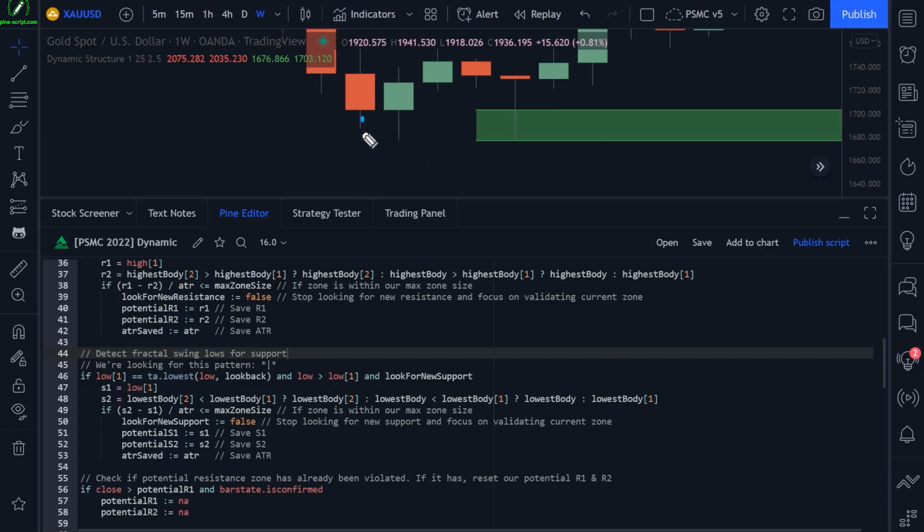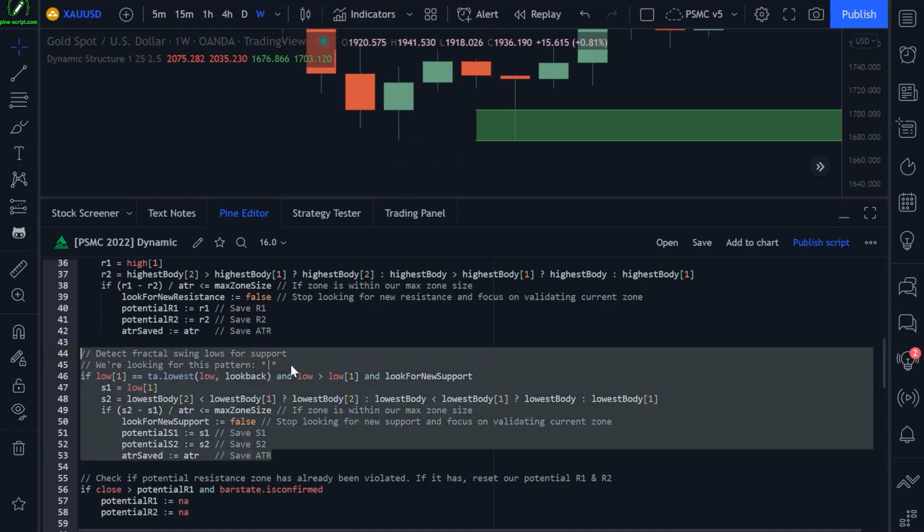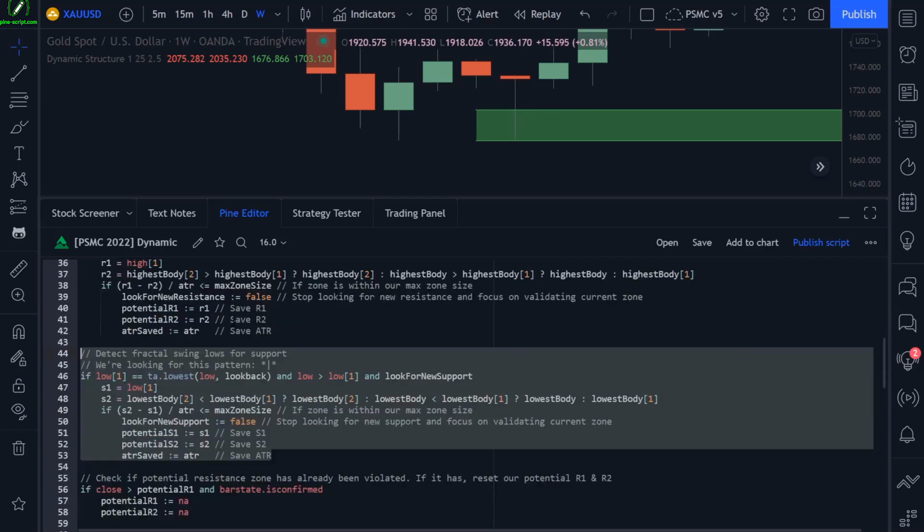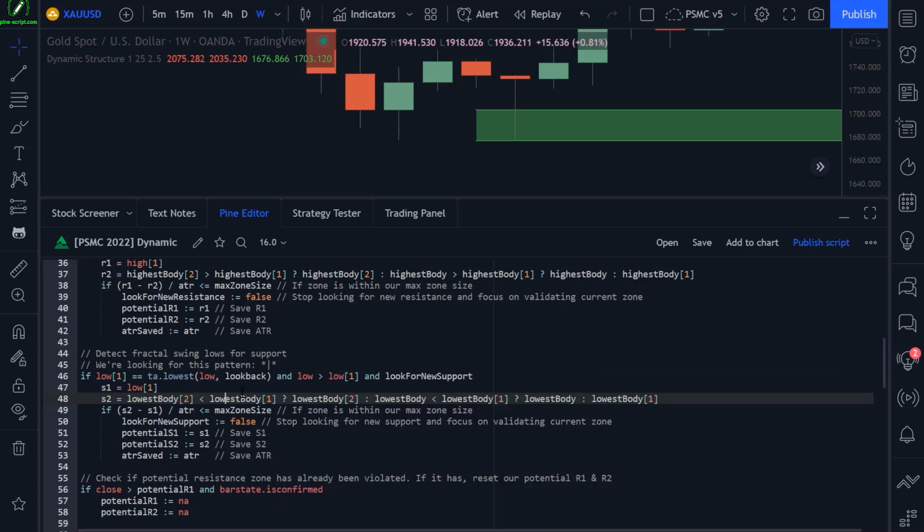So it'll have a higher low, a lower low, and then a higher low, and then if it's a valid support or a valid rally point, price will move higher. And so that's what we look for here. It's exactly the same code, copy and pasted from our resistance zone, but all of our operators are flipped around and we're looking for the lowest body instead of the highest body and so on.